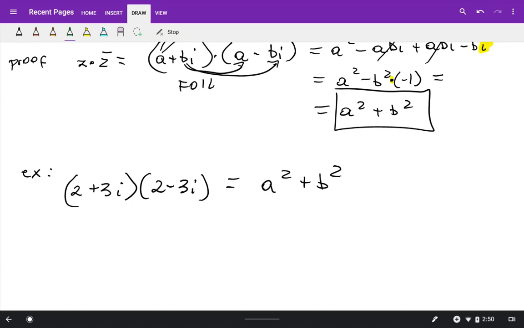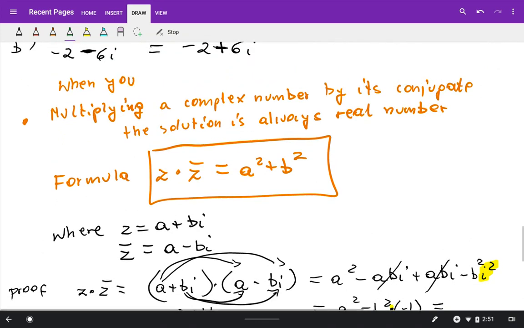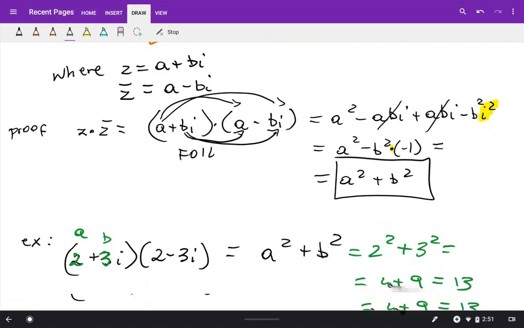A is 2, so that will be 2 squared plus b, which is 3, that's the imaginary part, plus 3 squared. So we have 4 plus 9, and that will give you 13. You can use the formula a squared plus b squared when you multiply a complex number by its conjugate only. When you have a different type of multiplication, of course you need to FOIL.